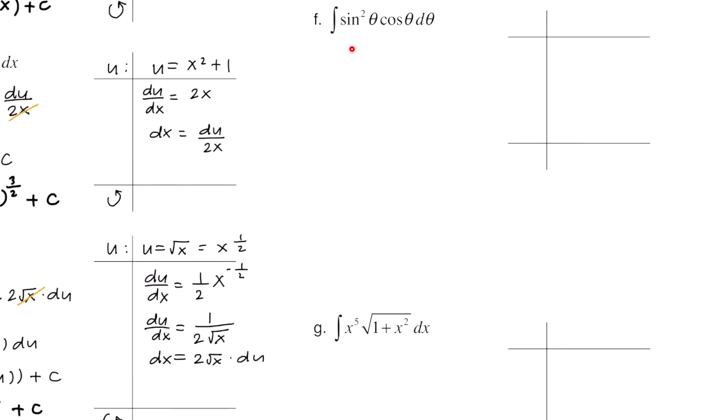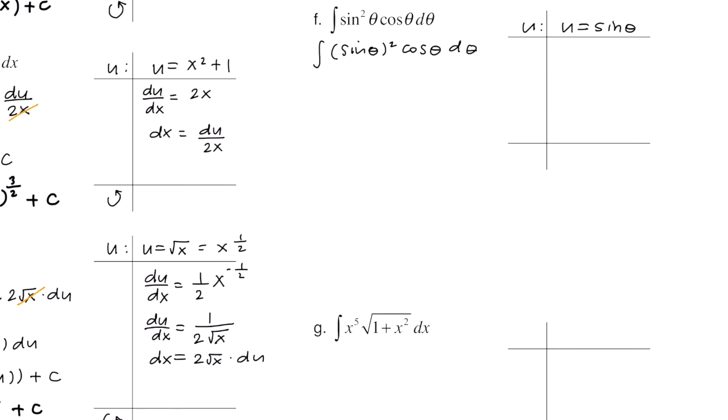This example says the integral of sine squared of theta cosine theta d theta. For our first step, I want to take this sine squared of theta and rewrite it as sine of theta quantity squared. By rewriting it like this, you can see the composition of functions a little bit easier. We're going to let u equal the inside function, so we're going to let u equal sine of theta.